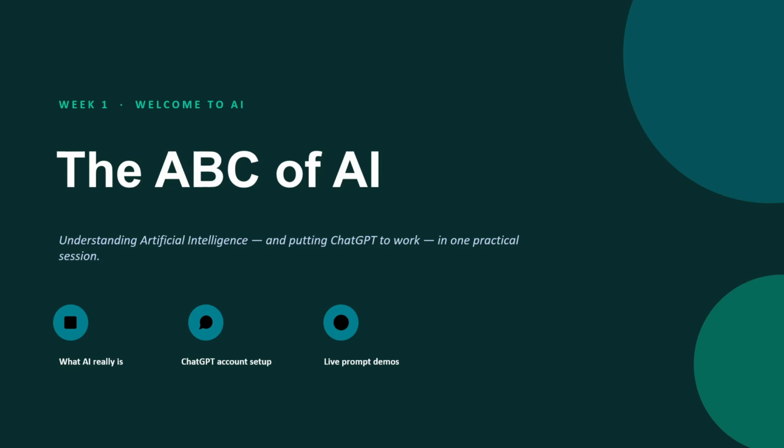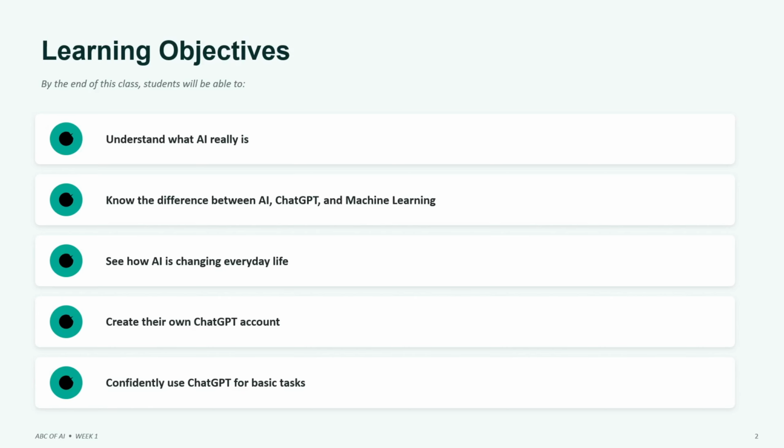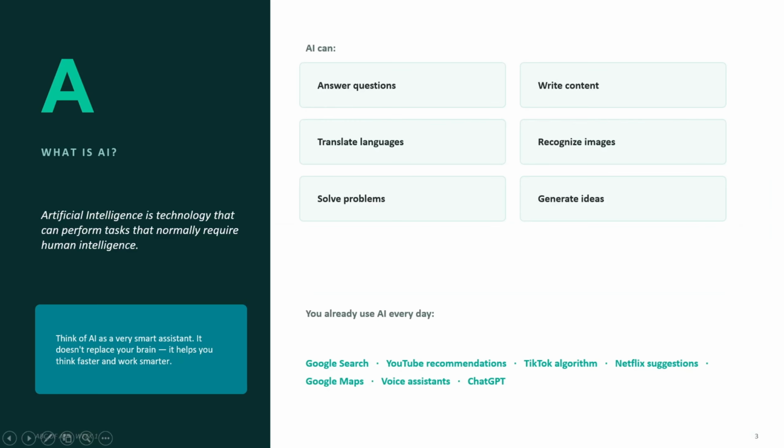So what's the learning objective? By the end of this class, these are the things that you are going to go on with. You understand what AI really is. You know not to be scared of AI. You know the difference between AI, ChatGPT, and machine learning. You see how AI is changing everyday life. You know how to create your own GPT account if you have not created one, and how to confidently use ChatGPT for basic tasks.